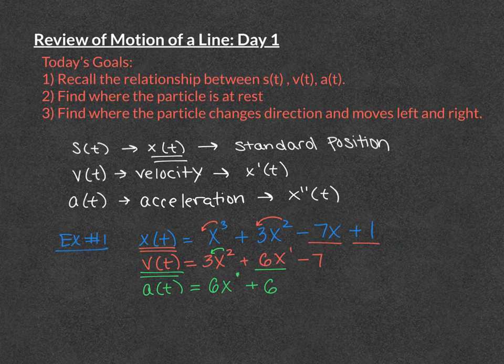And then I could ask you to find some things like, if I said find V of 2, that means find the velocity when x is equal to 2, and all you would do is plug that into my V of t function. If I asked you to find A of 7, you would then plug that into the value for t, and that would be it. I'm not going to actually do those, but that's the relationship. That's the first goal for today. What's the relationship between A of t, V of t, and X of t?